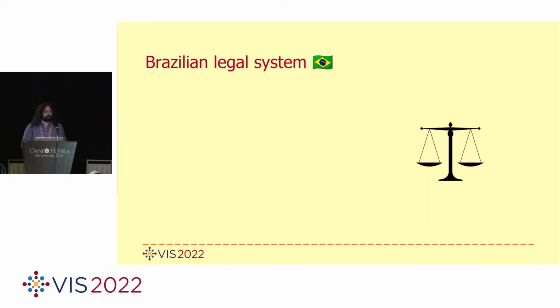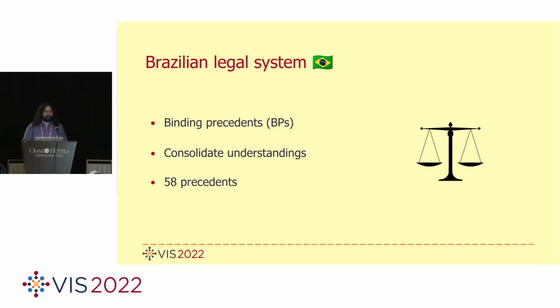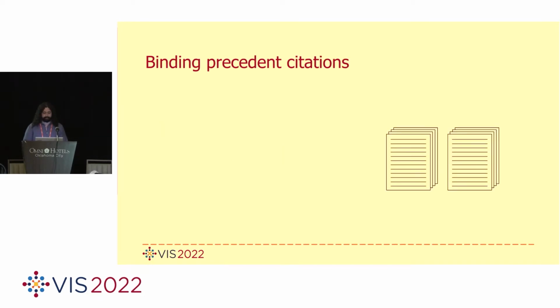To approach these problems, the National Congress amended the Constitution in 2004, allowing STF to create binding precedents, also called BPs. These precedents consolidate understandings of judicial issues, and from 2004 to 2020, the court ruled 58 of those precedents. It is common for STF judges to cite binding precedents in their decisions.